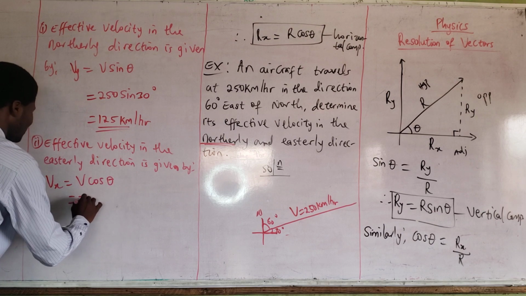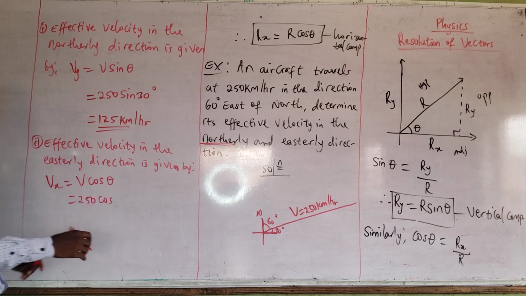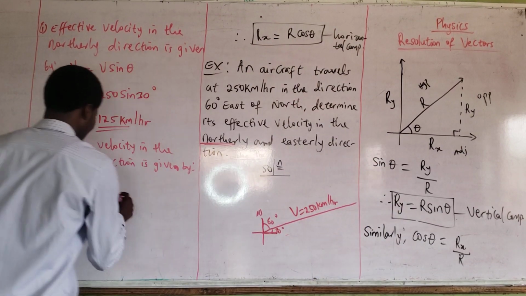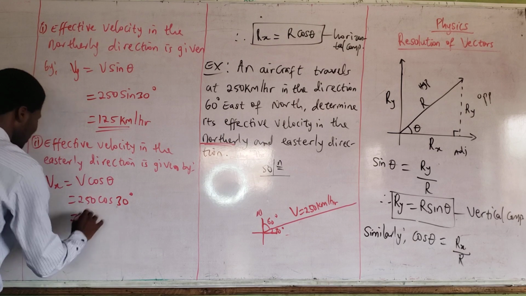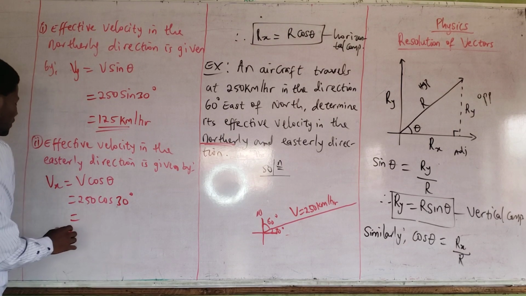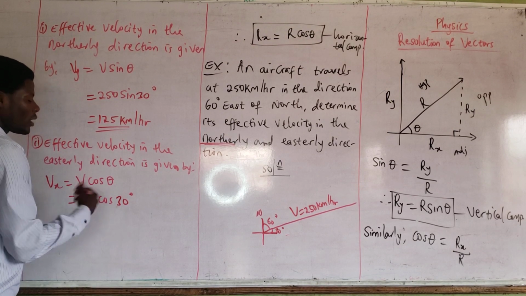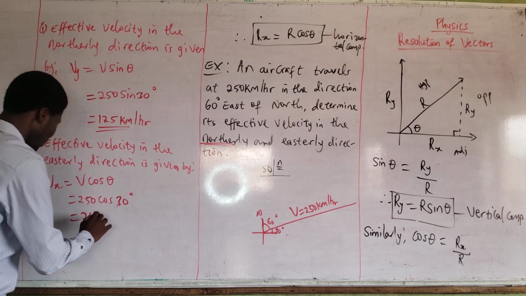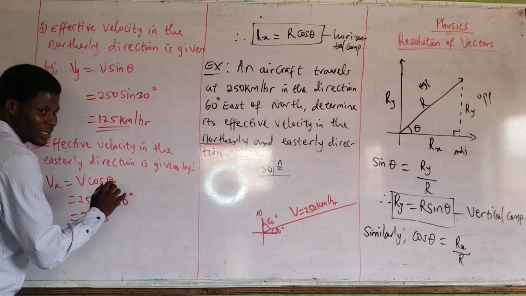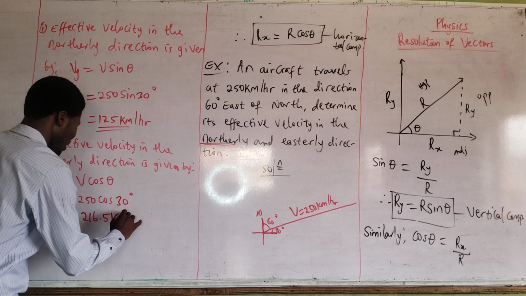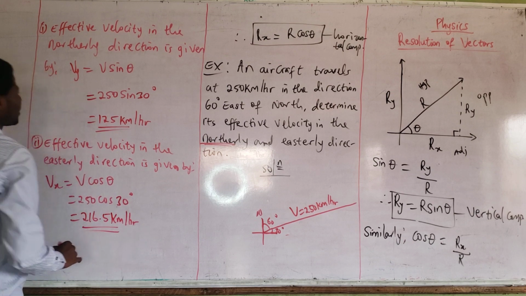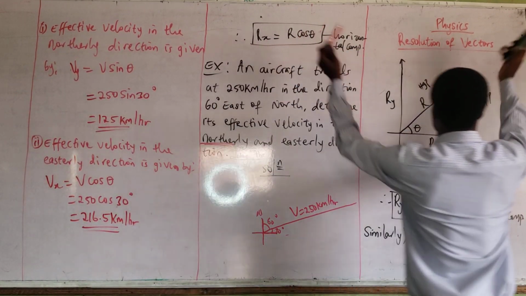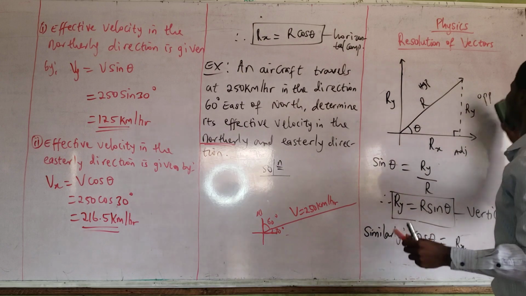So our V is 250, the theta is 30. Because when I got to this place, I didn't change the angle. So it's 30, not 60. Take note of this place. So 250 cos 30 will give us what? 216.5 kilometer per hour. Let me just do one more example and that will be all for today's video.